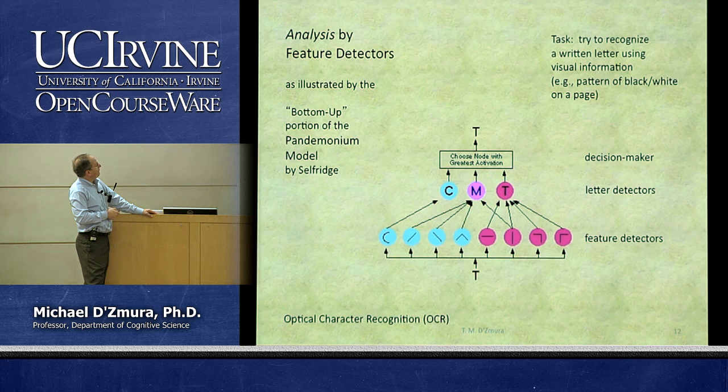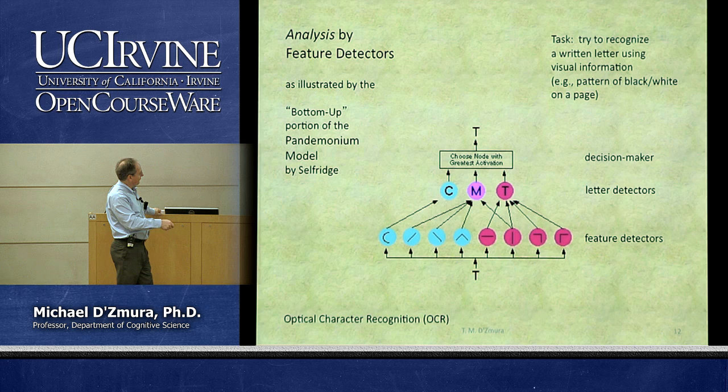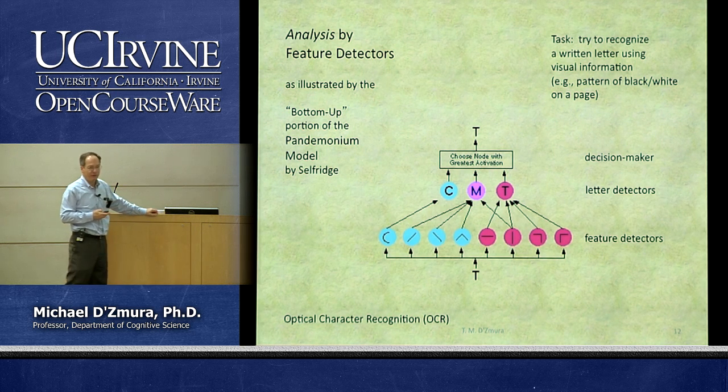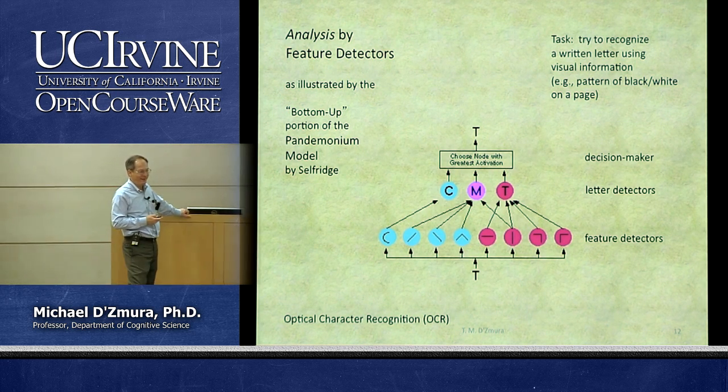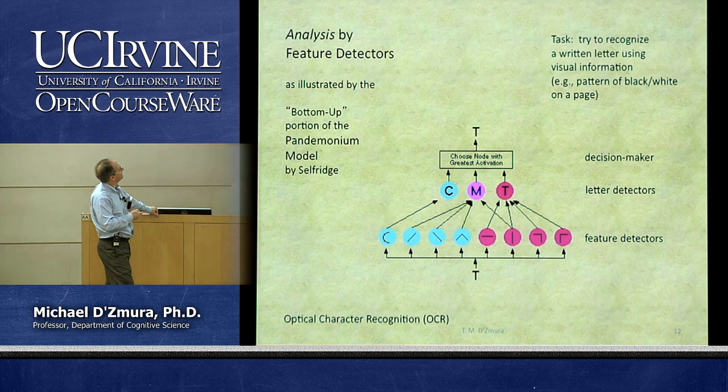In any event, Oliver Selfridge described this sort of model a long time ago and called it a pandemonium model. And this is its bottom-up portion, where visual stimulation is exciting feature detectors, in turn exciting letter detectors, in turn leading to a decision based on a simple rule: which of our detectors has the greatest activation?